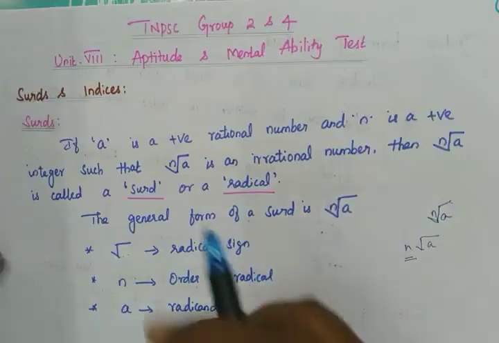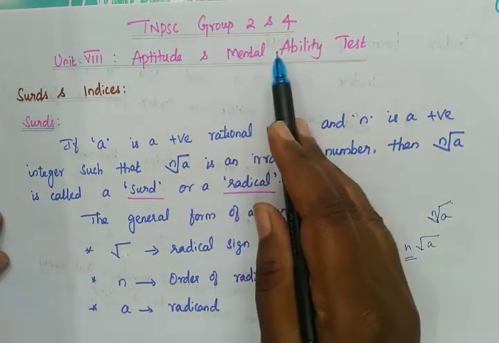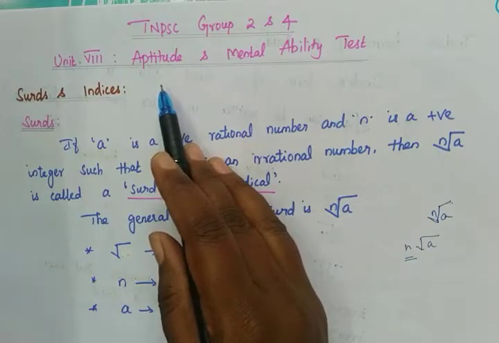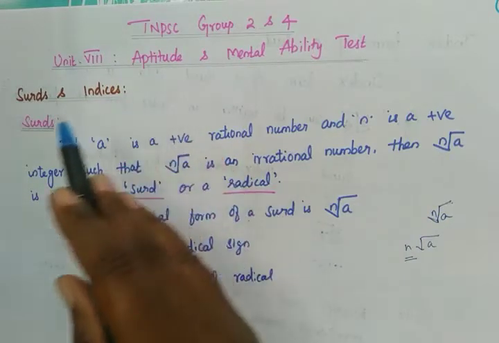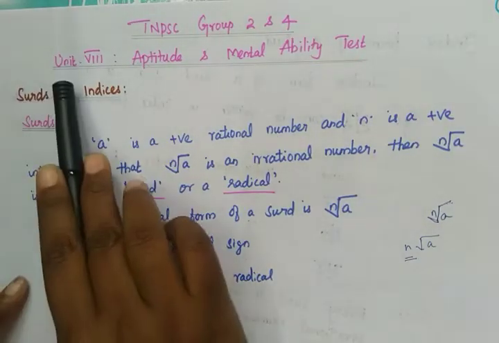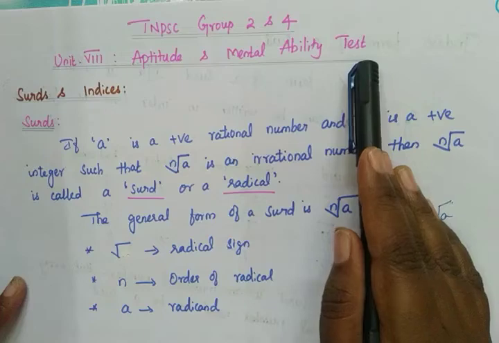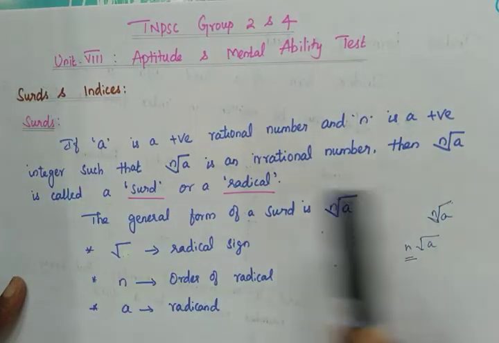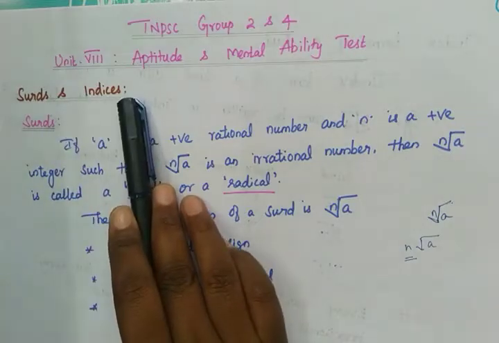Good morning. Let us continue our TNPSC Group 2 Useful Mathematics. So we have seen simplification. This is a continuation of that, which is surds and integers. Here you have the syllabus, that is Unit 8 Aptitude and Mental Ability Test in General Science for Group 4. And this is actually a simplification part, surds and integers. Now let us continue that.